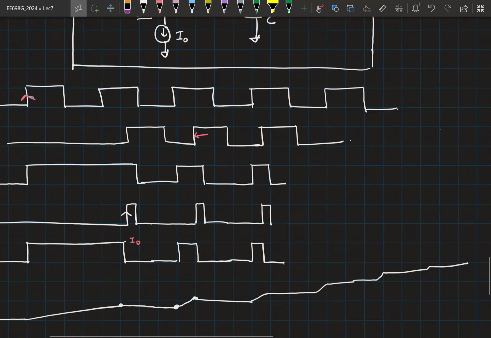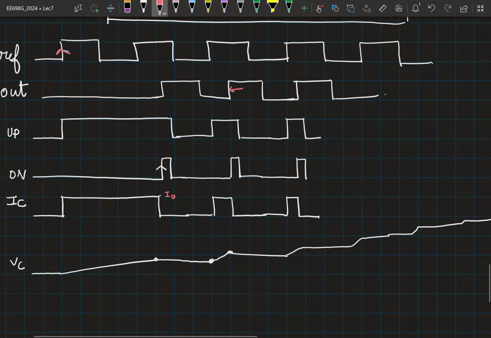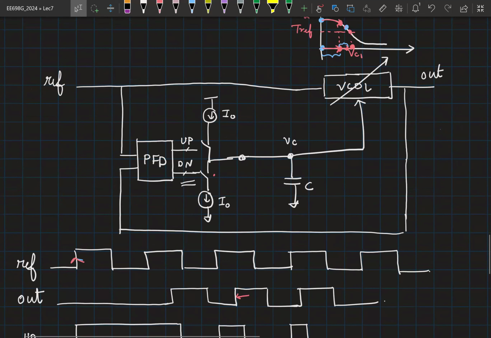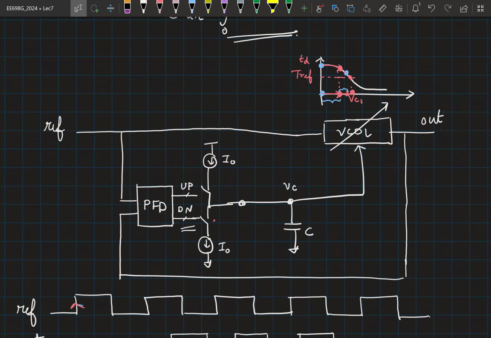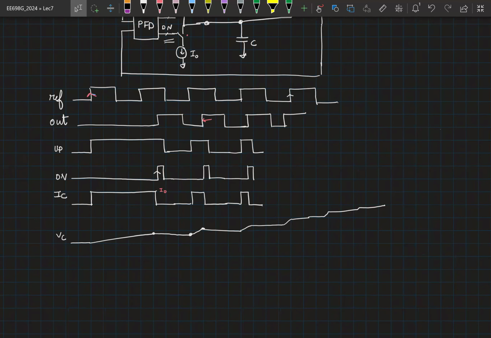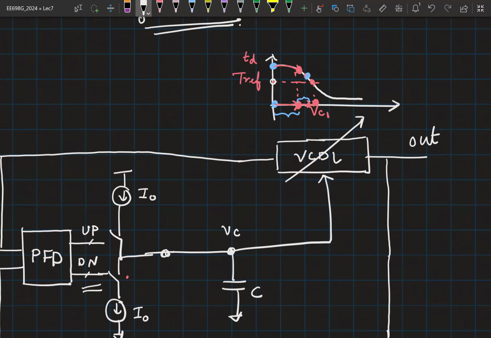Let's assume that our I0 by C was such that this ramping was such that it crossed VC1. What do you think will happen then? Right. The moment that happens, if your VC crosses VC1, it means that the delay has become smaller than TREF, which means one of these edges, let's assume that after some time, one of these edges is now going to happen before this rising edge. In which case, your down signal is going to go high first, and then the up will go high. Current is getting pulled out of the capacitor, and VC will come down. So this will keep happening till it settles to the steady state, and that steady state will correspond to phase error being equal to zero. Or in other words, that steady state corresponds to this locking to TREF.